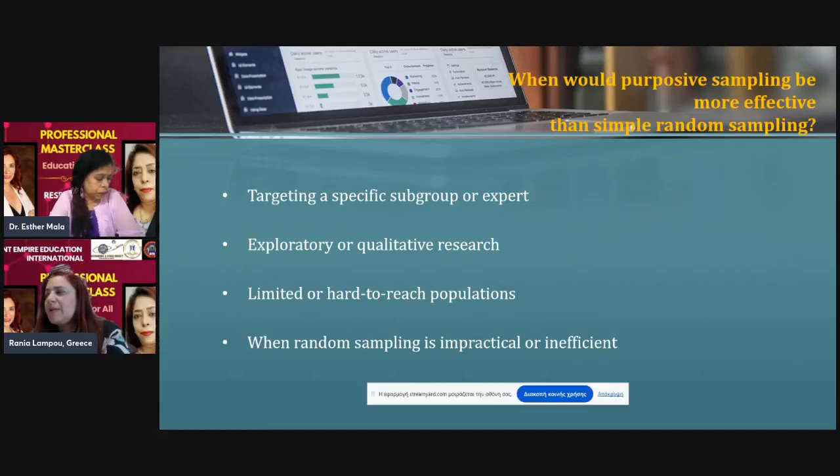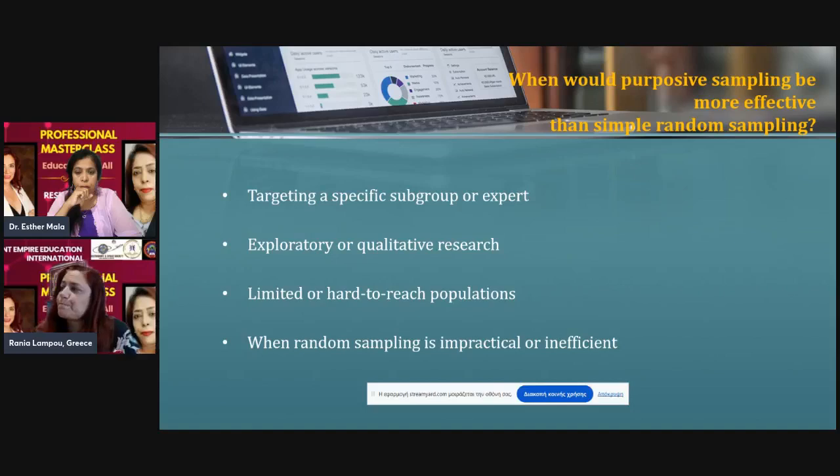Purposive sampling is used when the population is small, specific, or difficult to access, so we talk about limited or hard-to-reach populations. For example, you want to study survivors of a rare disease or members of a niche community. When a random sample would include many irrelevant participants or fail to capture necessary diversity, purposive sampling saves time and resources by focusing only on relevant participants.